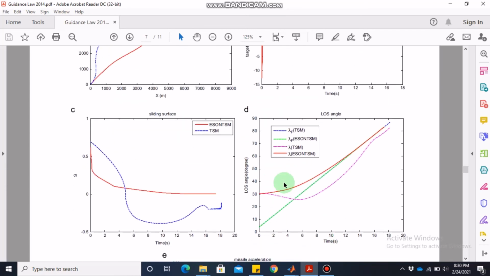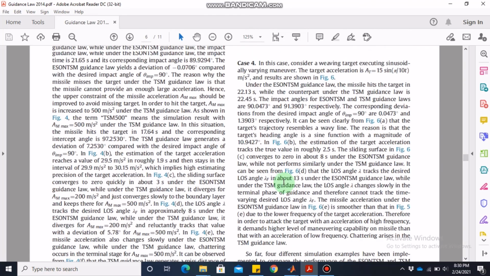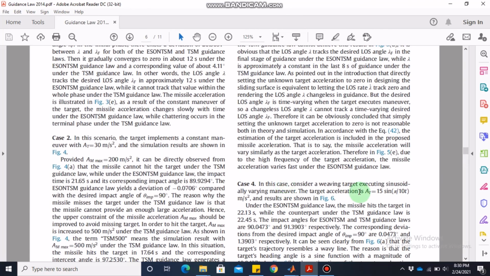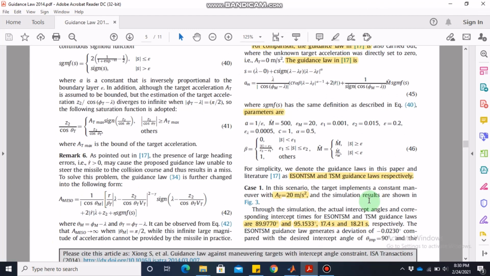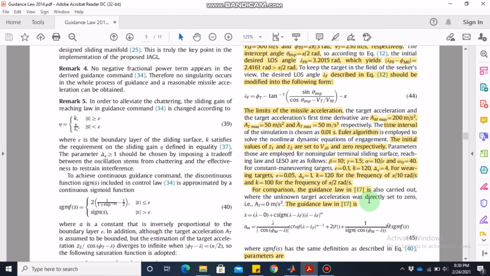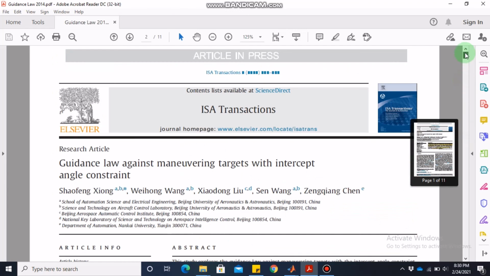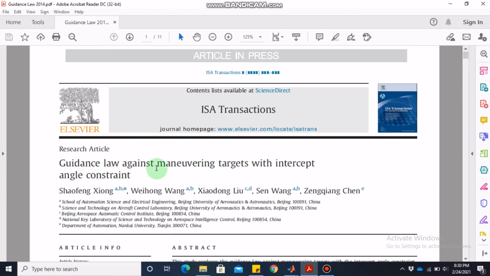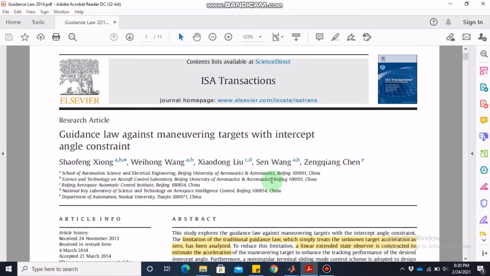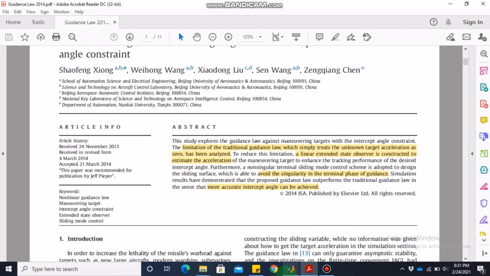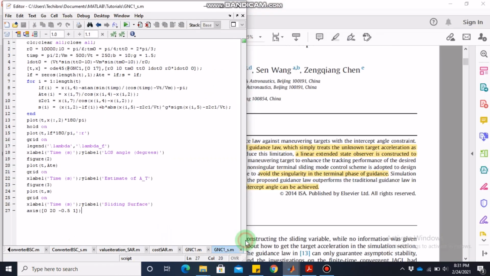The purpose of this video is just to keep you going on usage of sliding mode control for the missile guidance law against maneuvering targets with intercept angle constraint. So I hope that this video will help you in doing your own research on the same topic.